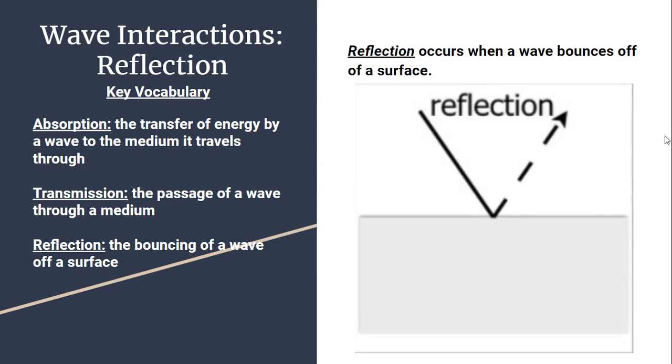Reflection occurs when waves bounce off of a surface. Here in our diagram, you can see that the wave begins to travel through the medium in white. It reaches that border of that different medium in gray, and it bounces off of it and changes direction. You can see that change in direction depicted with that dotted line for reflection.